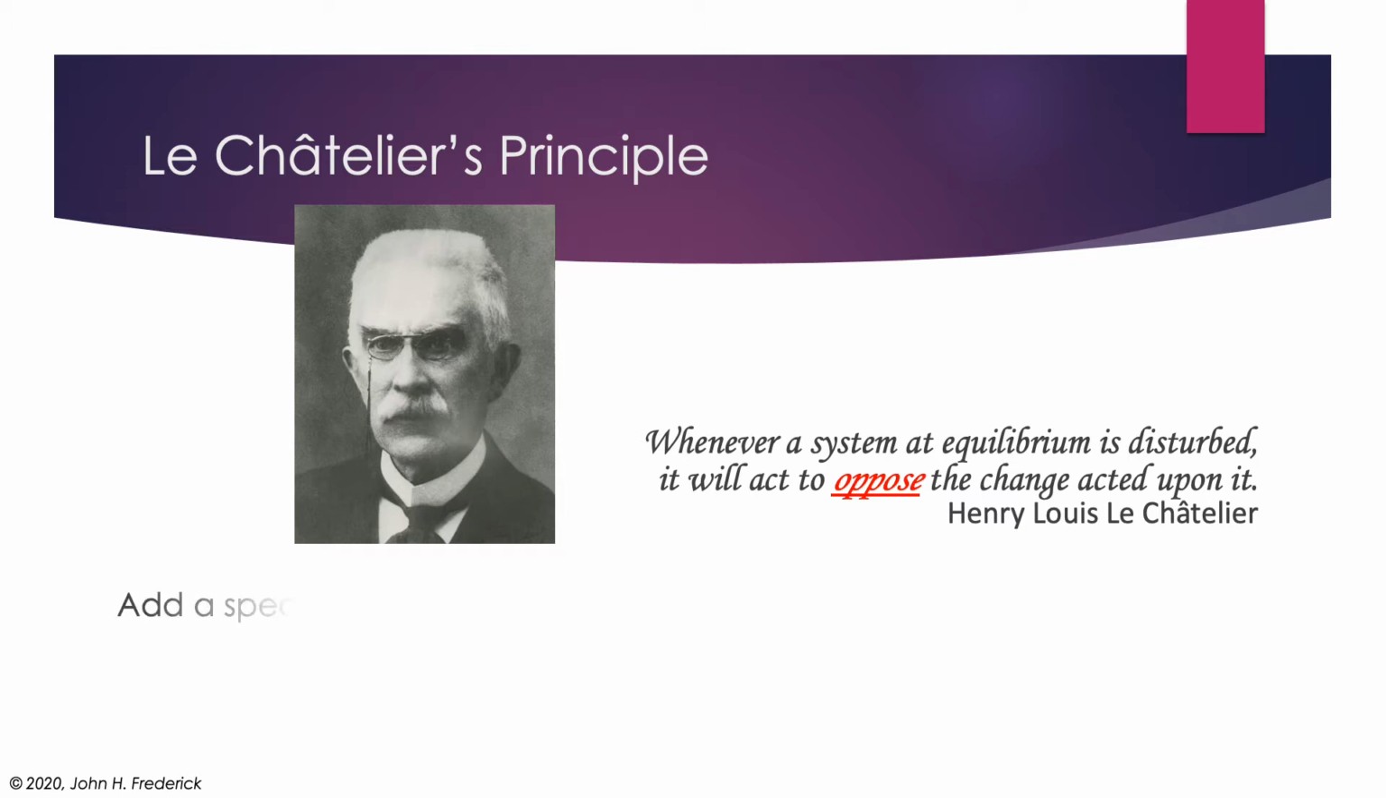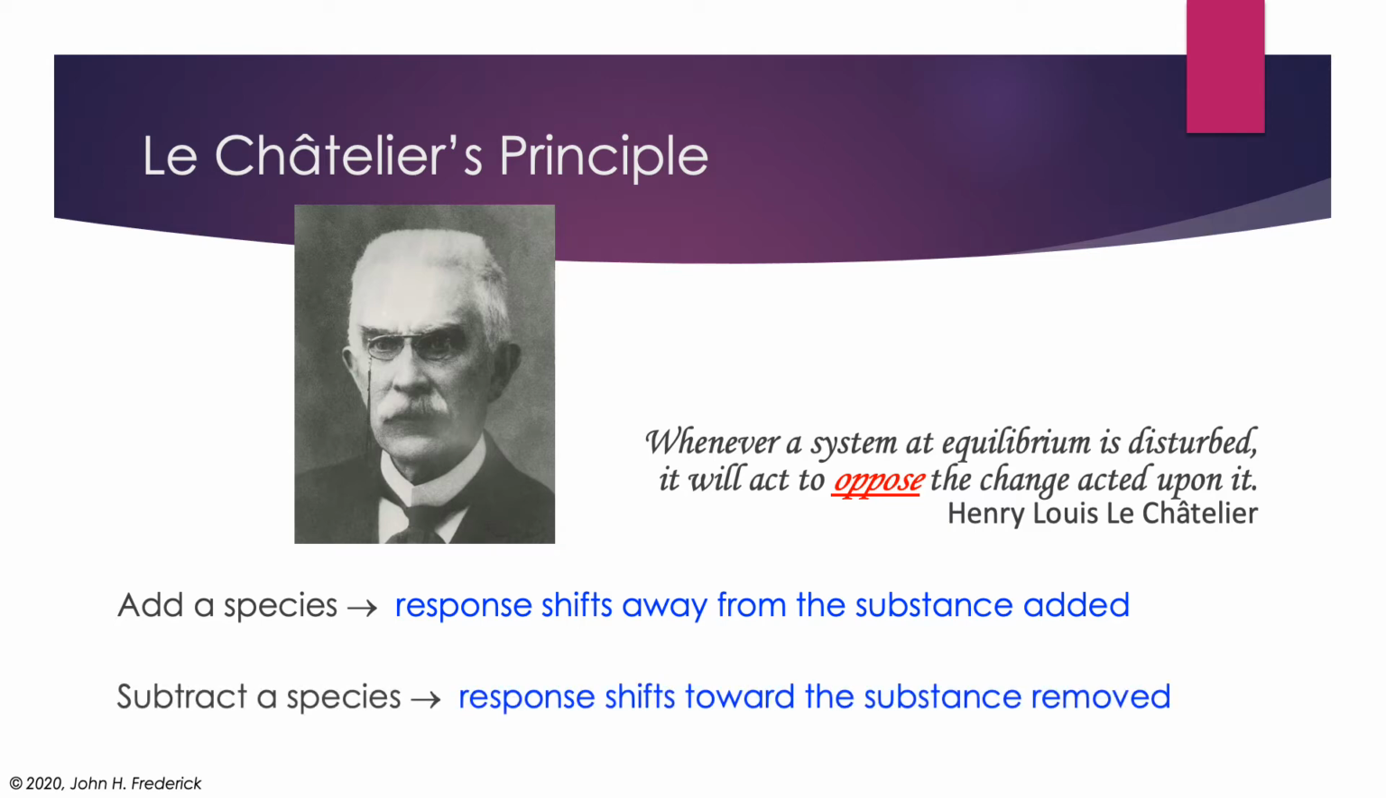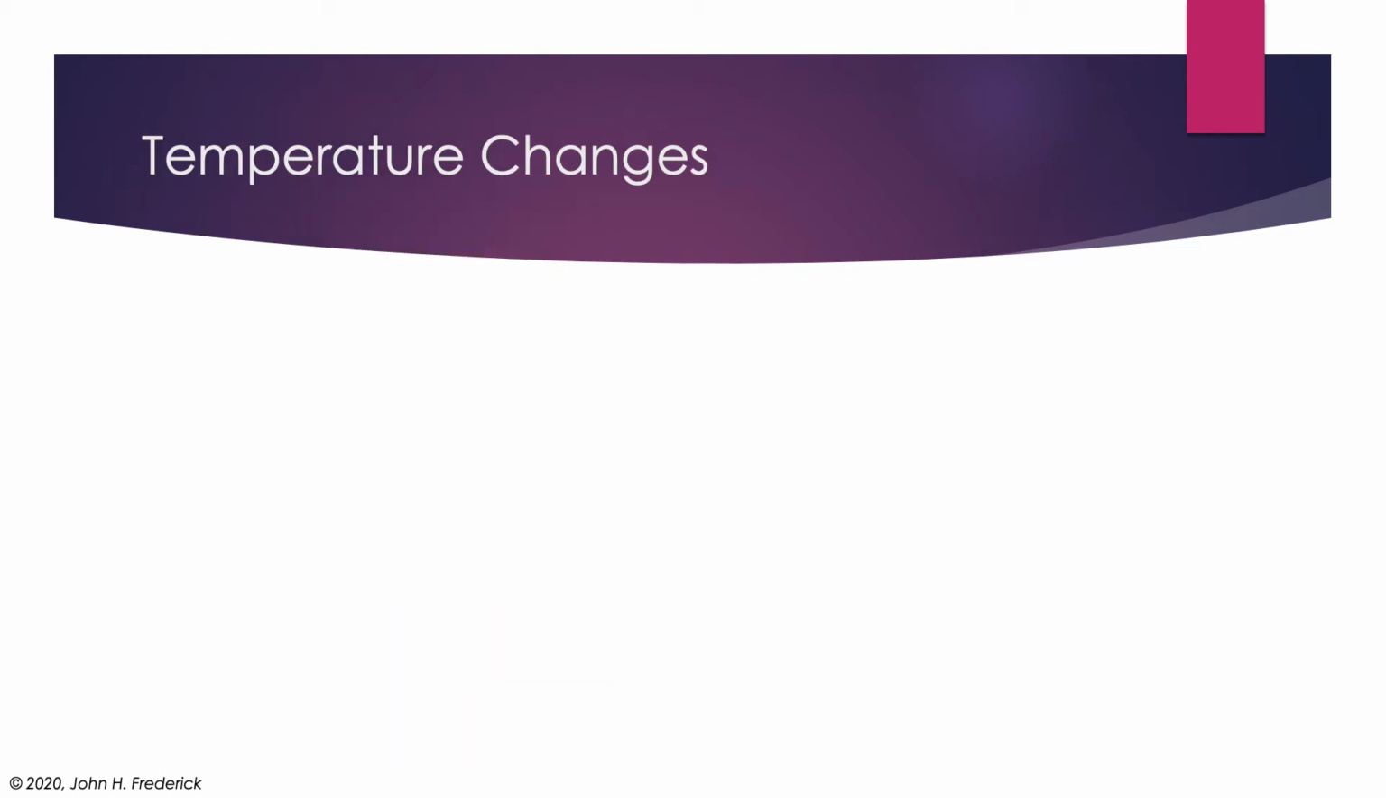For example, when we added a species, the response shifted away from that species. So if we added a reactant, we created more products. If we added a product, we created more reactants. The same would be true if we subtracted a species. So for example, if I'd subtracted a reactant, the reaction would respond by replacing that substance that was removed, so it would move toward reactants. If I removed products, the reaction would respond by replacing those products. So that's the sense in which Le Chatelier's principle works.